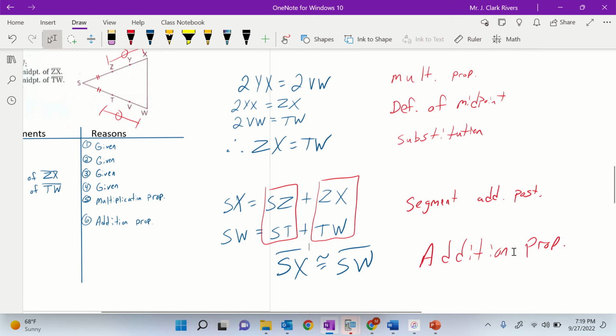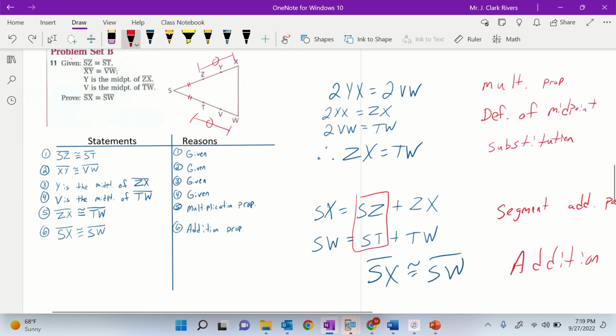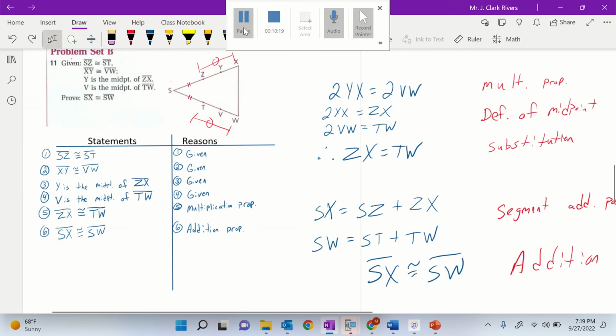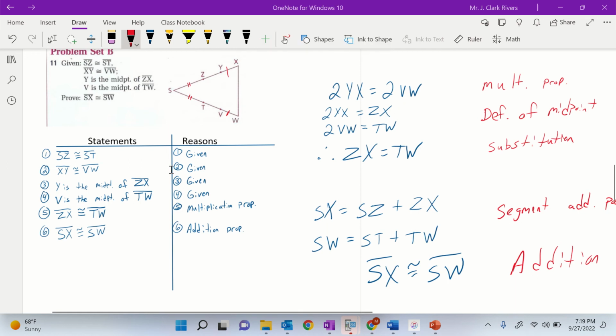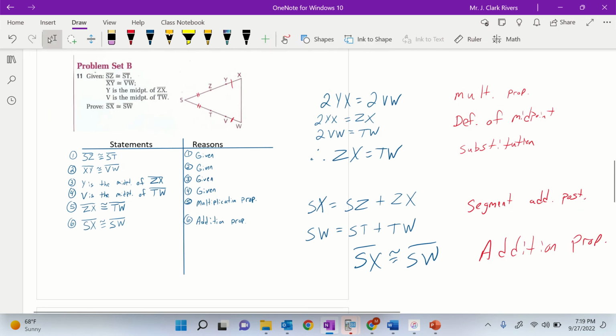And by the addition property, when congruent segments are added to congruent segments, their sums must be equal. There you go. Sorry for the stumbles there a little bit. I like this problem because it uses the multiplication property and the addition property in one. So kind of rolls both of them into one problem. So this is a great problem to put onto your issues page.